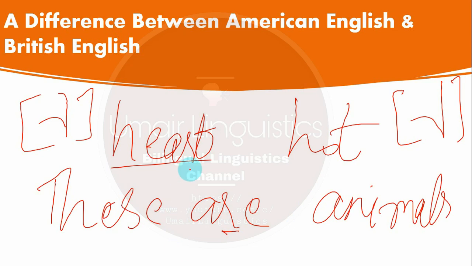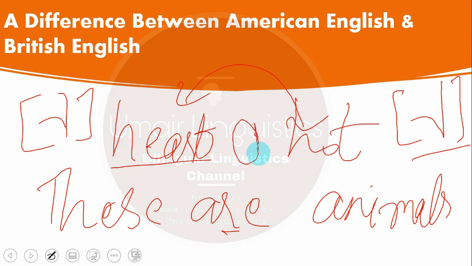So American English speakers distinguish these two words just by pronouncing R in heart and not pronouncing R in hot. Otherwise, the vowel quality, and now I am talking about the vowel quality, in both of these words is the same. Usually, the vowel in both of these words is this: heart, hot, for American English speakers.